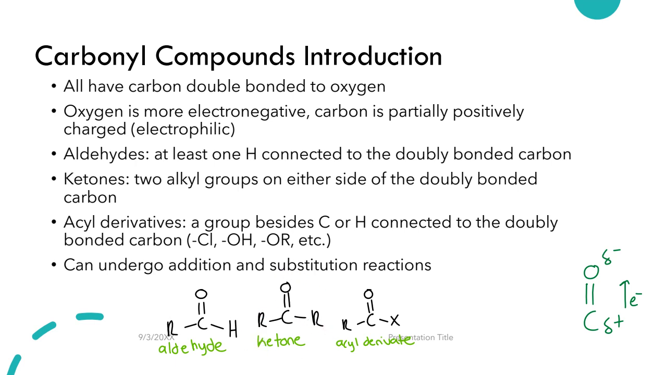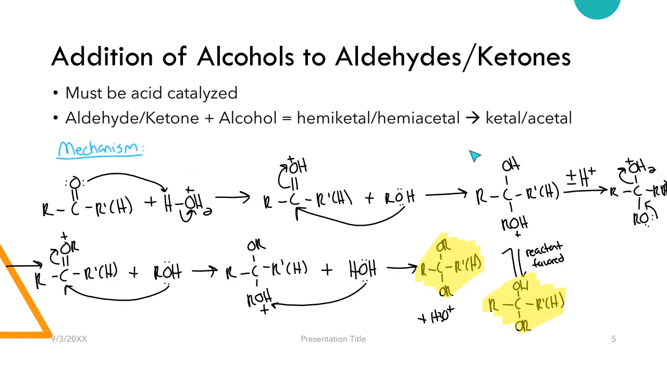Okay, but this is the hemiketal reaction thing. So if you start with an aldehyde, mix it with an alcohol, you'll get an intermediate hemiacetal and then an acetal. If you start with a ketone, mix with an alcohol, you get an intermediate hemiketal and then a ketal. So this is the mechanism for that.